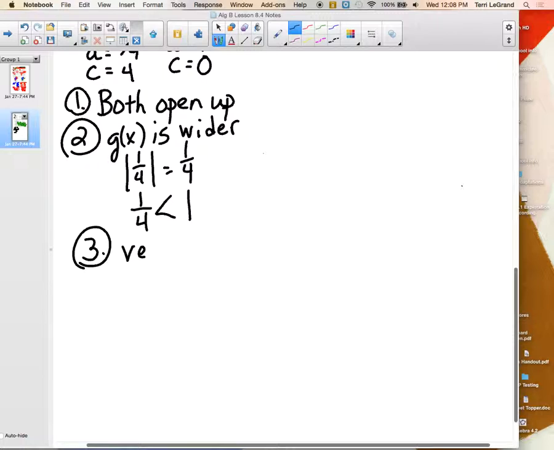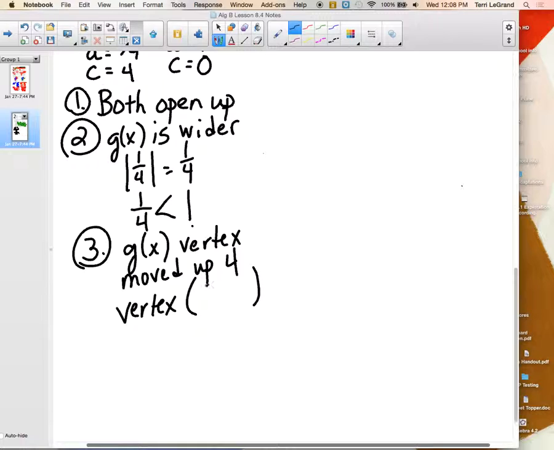Okay, vertex. Oh, we have to say G of X in front of that. We always have to talk about which one we're talking about. G of X, vertex, moved up 4, because the C value changed from 0 to 4. It's greater than 0. It's a positive number. So it moves however many units that number is, whether positive or negative. In this case it's a positive 4, so it moves up 4. So the vertex is now, what's its name? 0, 4.